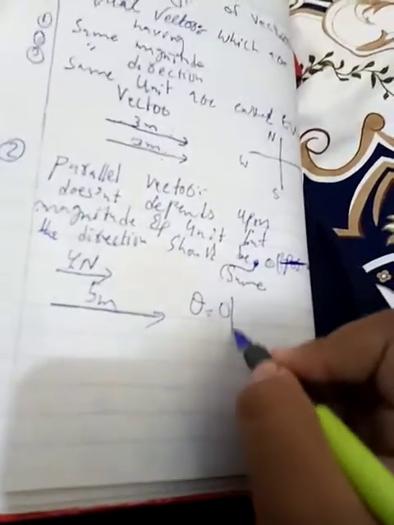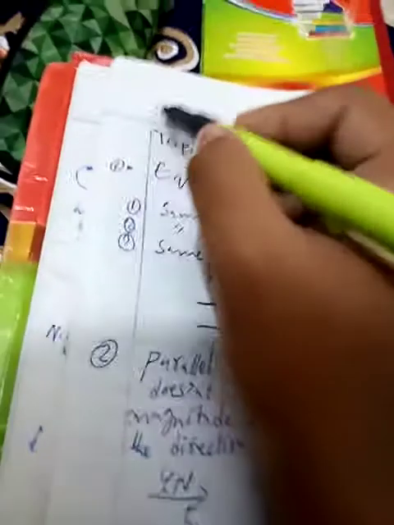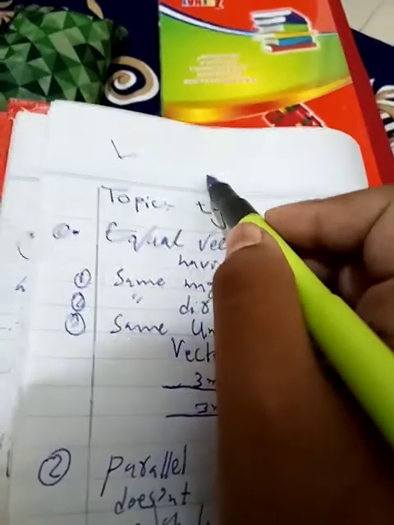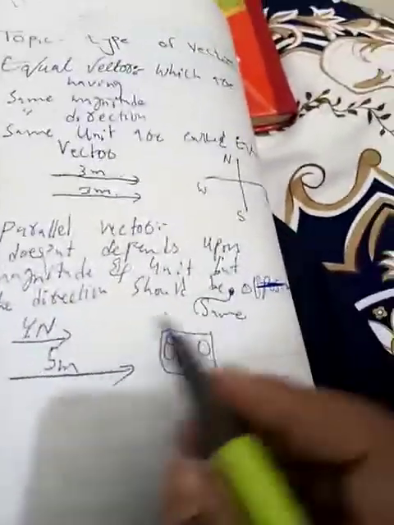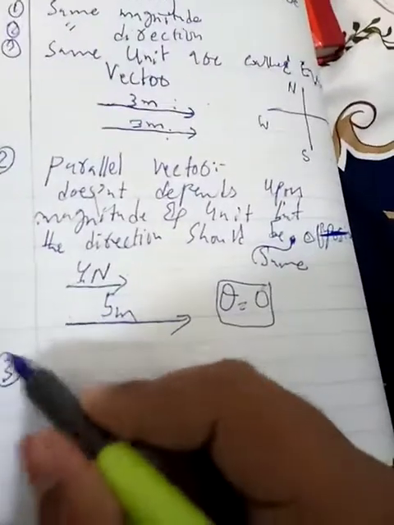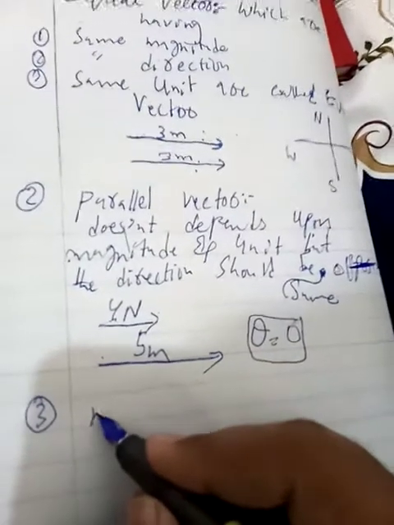Why will the angle be 0 here? The cause is that these lines will never meet each other. For example, if this line were tilted like this, then it could form an angle, any angle. But this line is like this, so it is not forming an angle, and it is in a parallel condition. So it will not form any angle. And then the third type is called negative vector.